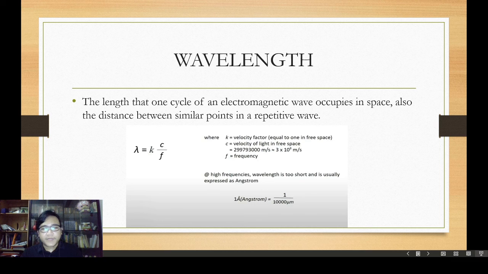So the last topic would be the wavelength. The length that one cycle of an electromagnetic wave occupies in space, also the distance between similar points in a repetitive wave. Here is the formula: lambda equals k times c over f. The k is the velocity factor, equal to 1 in free space. The c is the velocity of light in free space, about 3 times 10 raised to the 8 meters per second, and f is for the frequency.